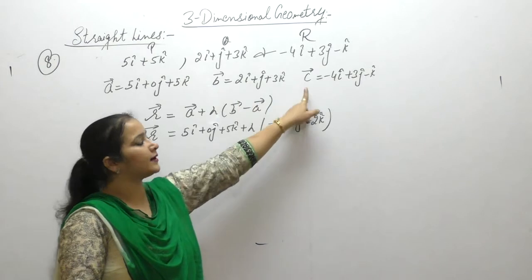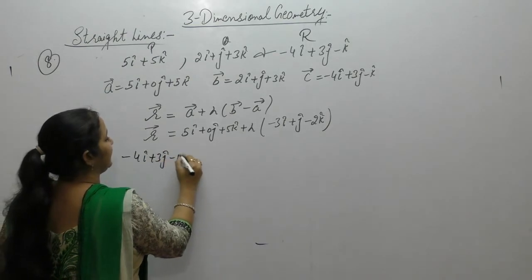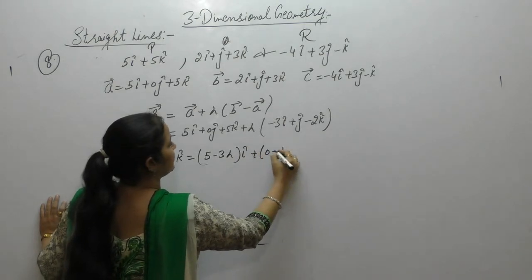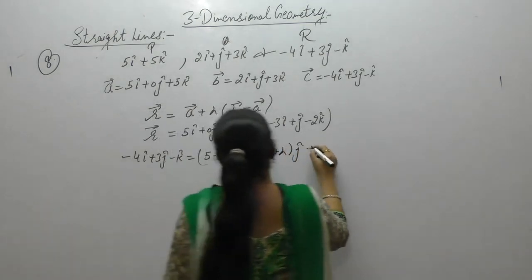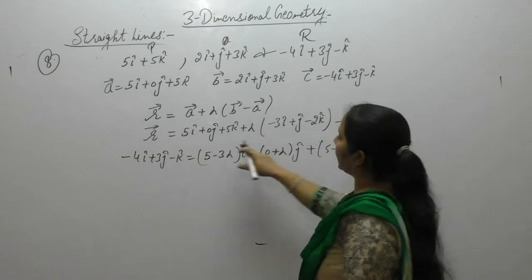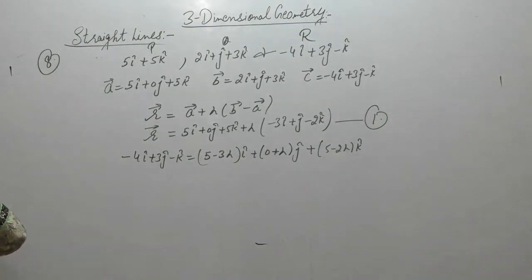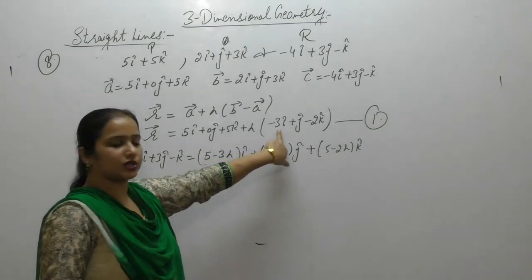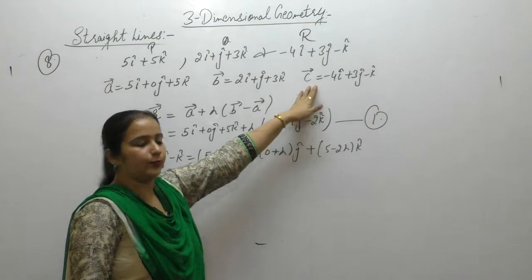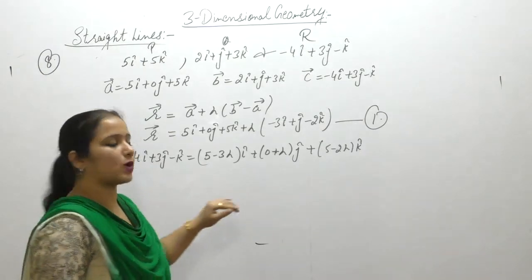So instead of r vector, put the value of c vector, minus 4i plus 3j minus k, equals (5 minus 3 lambda) i cap, plus (0 plus lambda) j cap, plus (5 minus 2 lambda) k cap. Let this be equation 1. If these points are collinear, then the point R must satisfy equation 1. If in this equation we put the value of c vector in place of r, and from all three equations we get the same value of lambda, then these points are collinear.